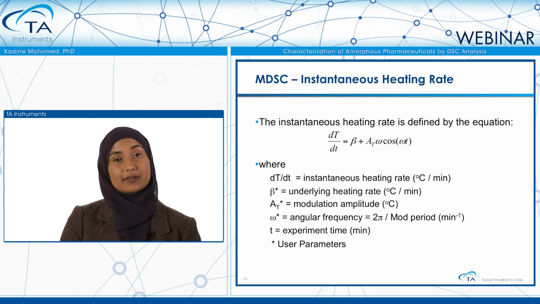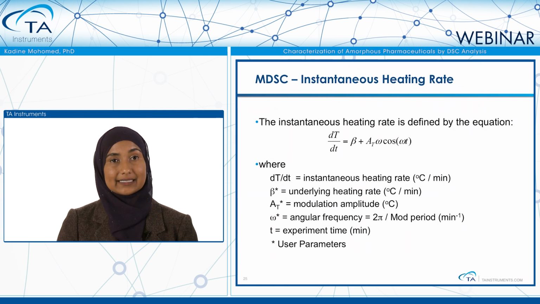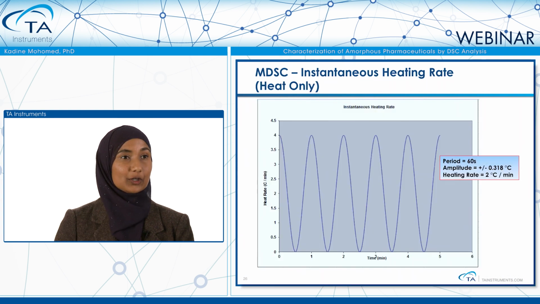So as these parameters are input into the equation, the final instantaneous heating rate will be determined and applied to the experiment. In this case, we're looking at the heat-only conditions in which the heating rate, the instantaneous heating rate, approaches 0 degrees C per minute, but does not go below that value.